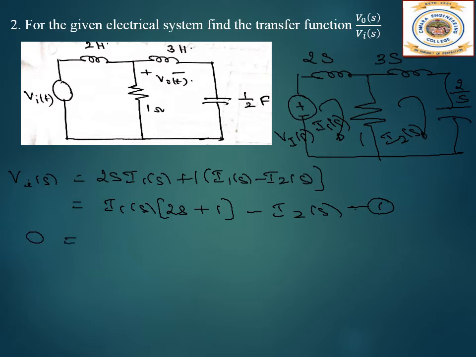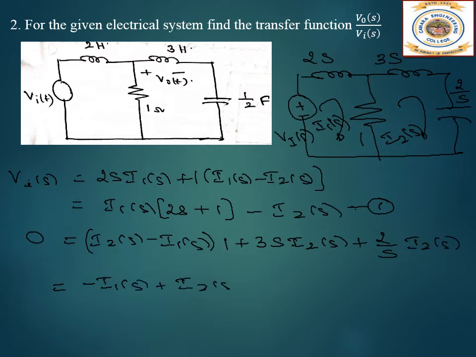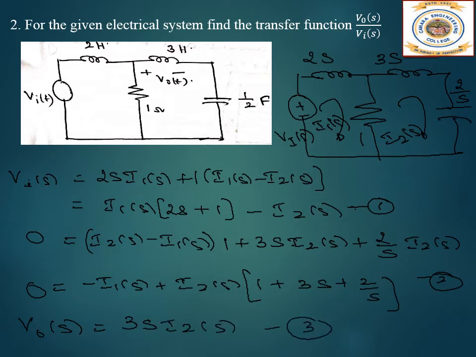Equation 2 for loop 2, 0 is equal to I2 of S minus I1 of S into 1 plus 3S into I2 of S plus 2 by S into I2 of S. So getting these terms together, again here minus I1 of S plus I2 of S into 1 plus 3S plus 2 by S, 0. Equation 2. Then we need V naught of S. V naught, we know it is across the 3 Henry inductor. So V naught of S is equal to 3S into I2 of S. Equation 3.